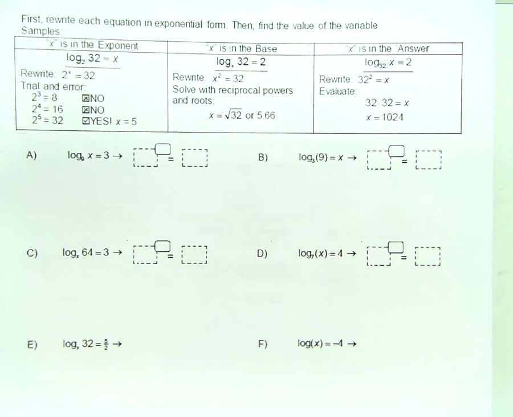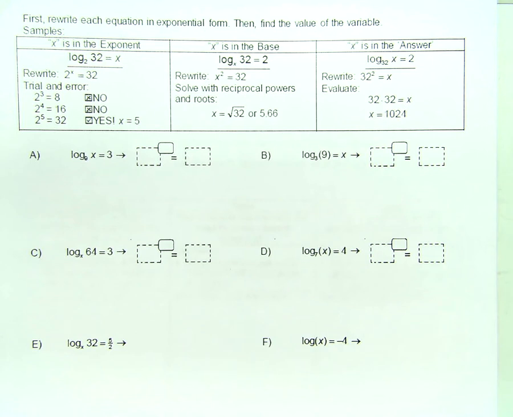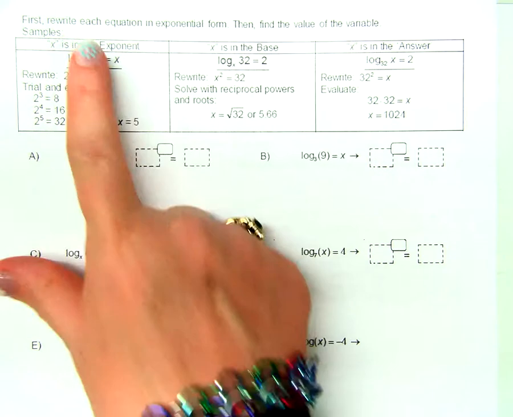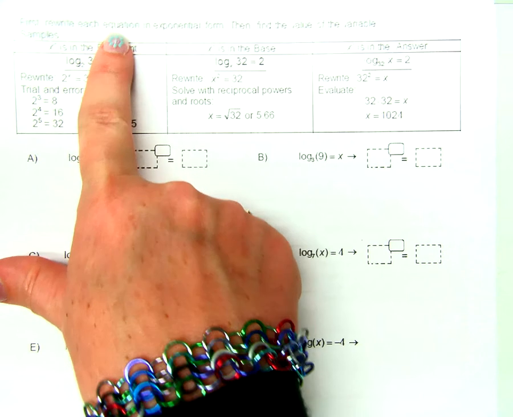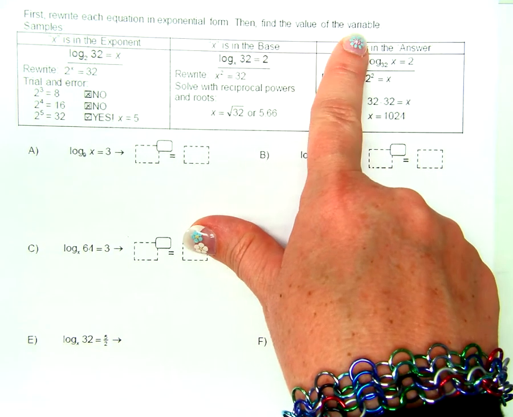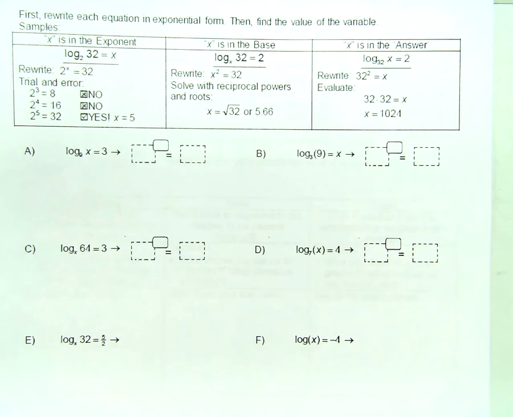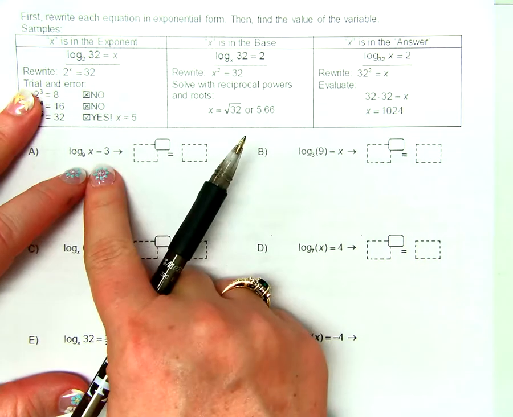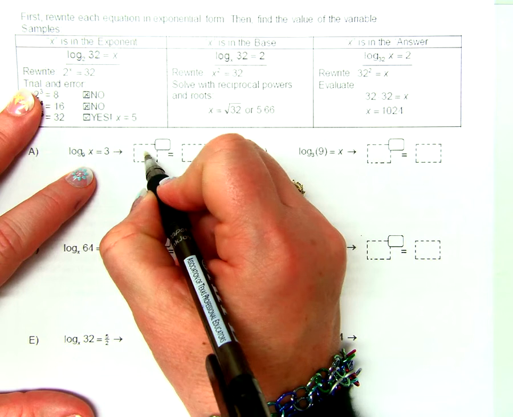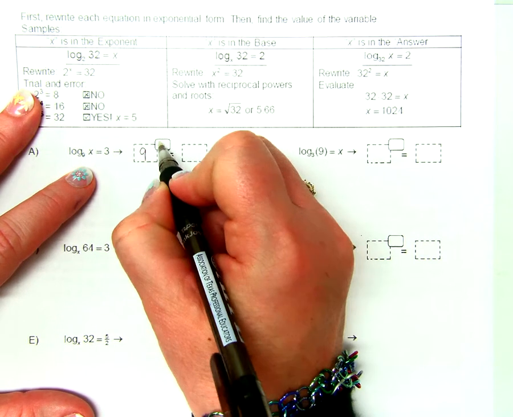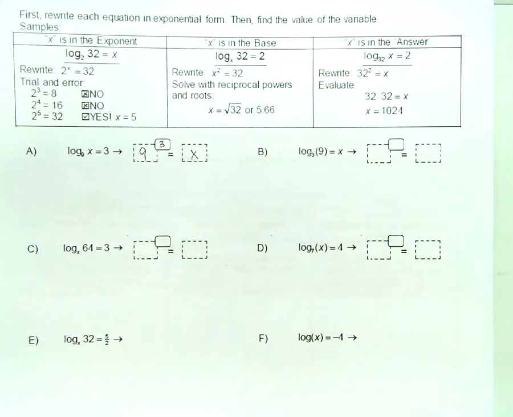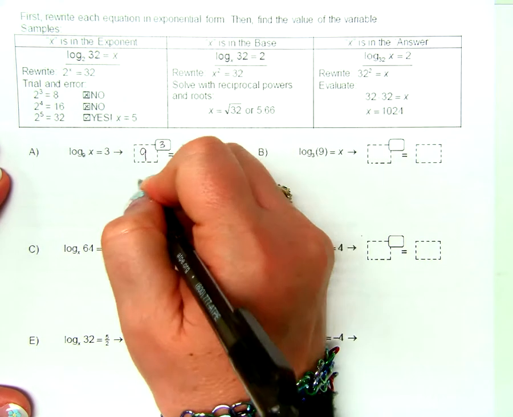Look at A. It is now not just asking us to rewrite each equation, but then solve. Okay? So can we rewrite these first of all? Go to exponential form for me. What does it say? 9 cubed equals x. What is 9 cubed? Calculator. X equals 729.